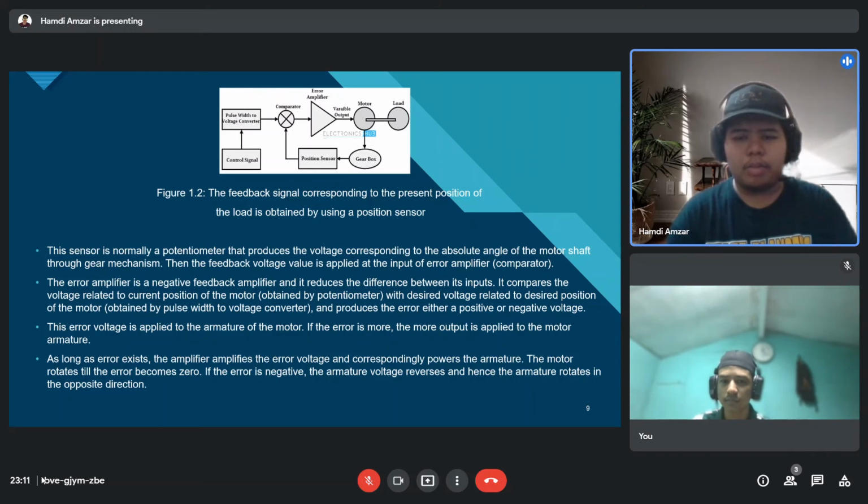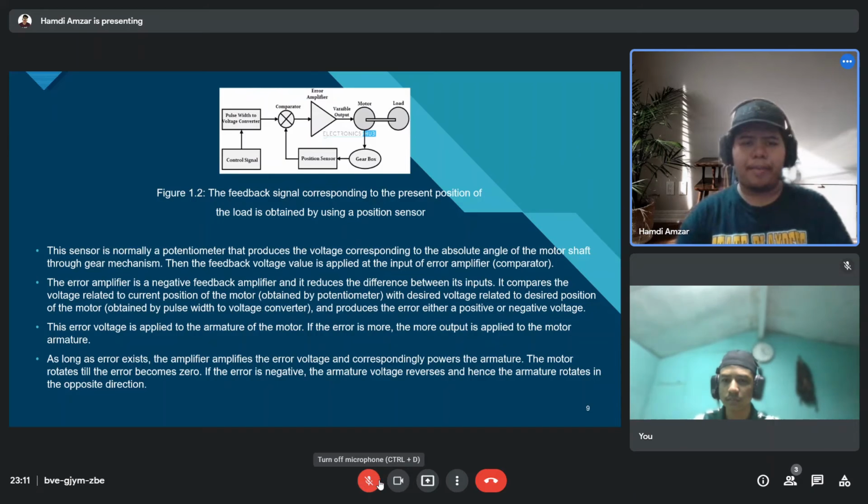If the error is more, more output is applied to the motor armature. As long as the error exists, the amplifier amplifies the error voltage and correspondingly powers the armature. The motor rotates till the error becomes zero. If the error is negative, the armature voltage reverses and hence the armature rotates in the opposite direction.